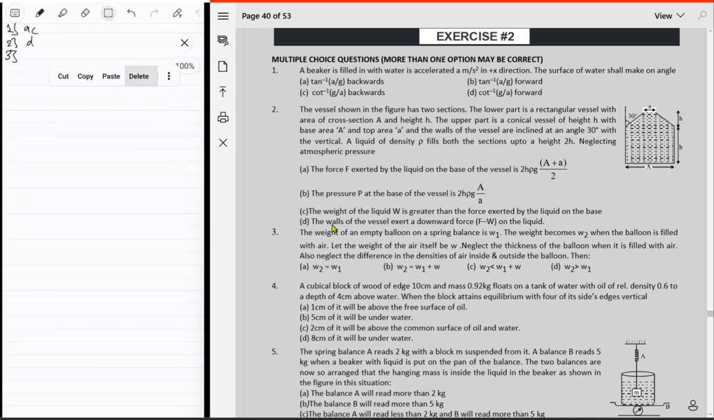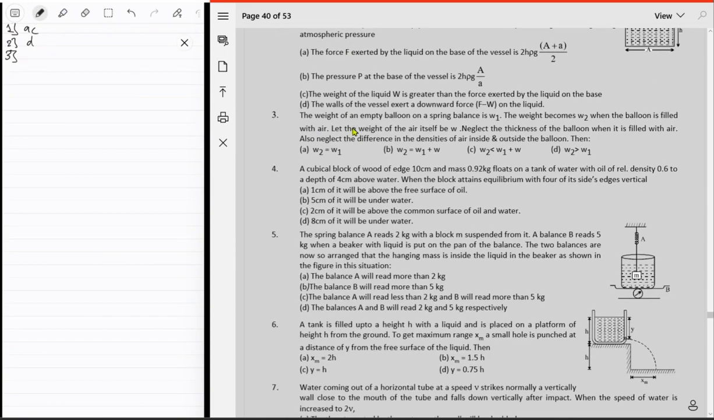Next question. Third. The weight of an empty balloon on spring balance is W1. The weight becomes W2 when the balloon is filled with air. Let the weight of the air itself be W. Neglect the thickness of the balloon when it is filled with air. Also neglect the difference in the densities of the air inside and outside of the balloon.